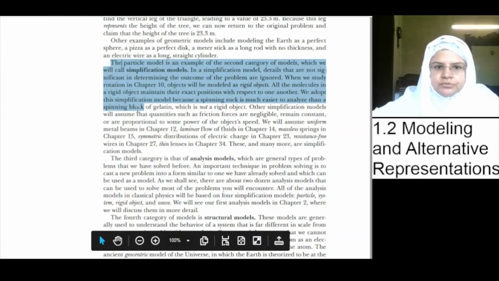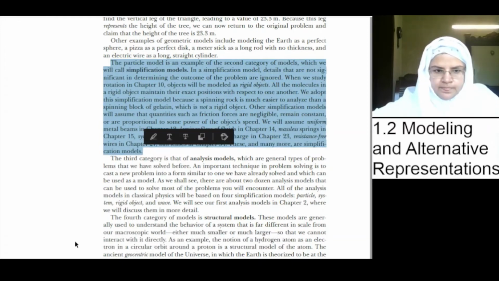Other simplification models will assume that quantities such as the friction forces are negligible, remain constant, or are proportional to some power of the object's speed. We will assume uniform metal beam in chapter 12, laminar flow of fluids in chapter 14, massless spring in chapter 15, symmetric distribution of electric charge in chapter 23, resistance-free wires in chapter 27, thin lenses in chapter 34. These and many more are simplification models.